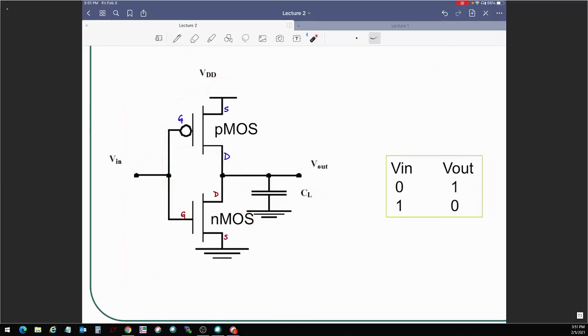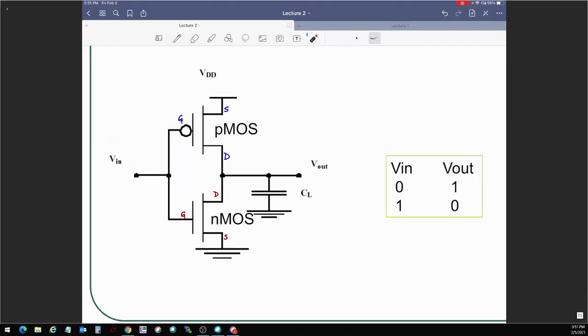What do we have? We have connected the source to VDD and the source to ground. We have connected the drain terminals together, and the connection between the two drain terminals is where we are measuring our output voltage, V out. And the same input voltage is controlling both gates, the gate of the nMOS and the gate of the pMOS.